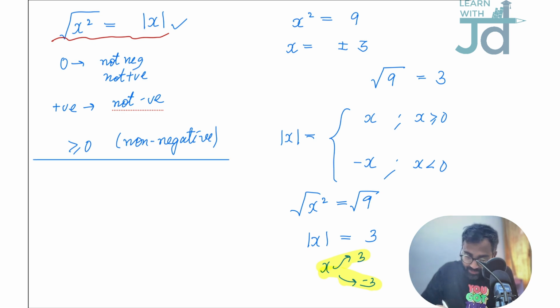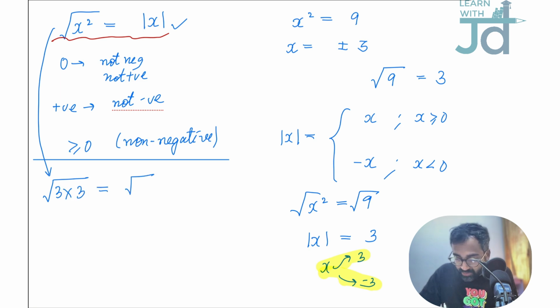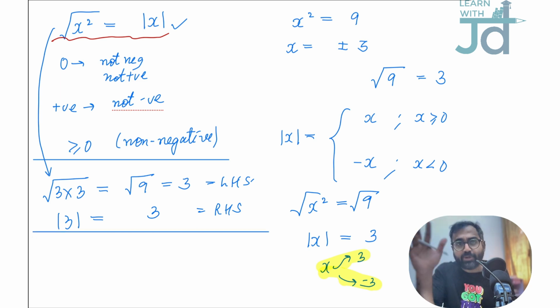So if I say in this function root x square is equal to mod x, I am putting 3. So let us put 3 into 3. What do you get? Root of 9 is equal to 3. This is the left hand side. And the right hand side is what? Mod of 3. And what is that? 3. This is right hand side. So left hand side is equal to right hand side. Okay, so you put any positive value, not only 3, you put any positive value, वही आंसर आने वाला है.